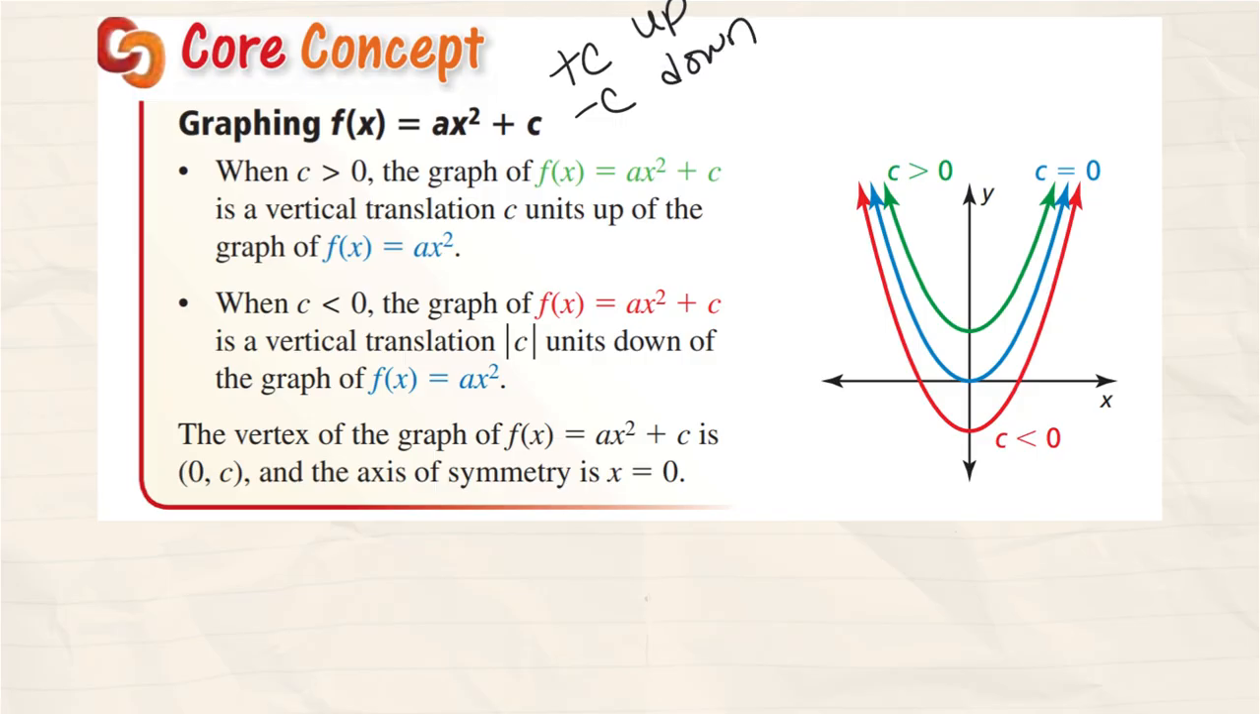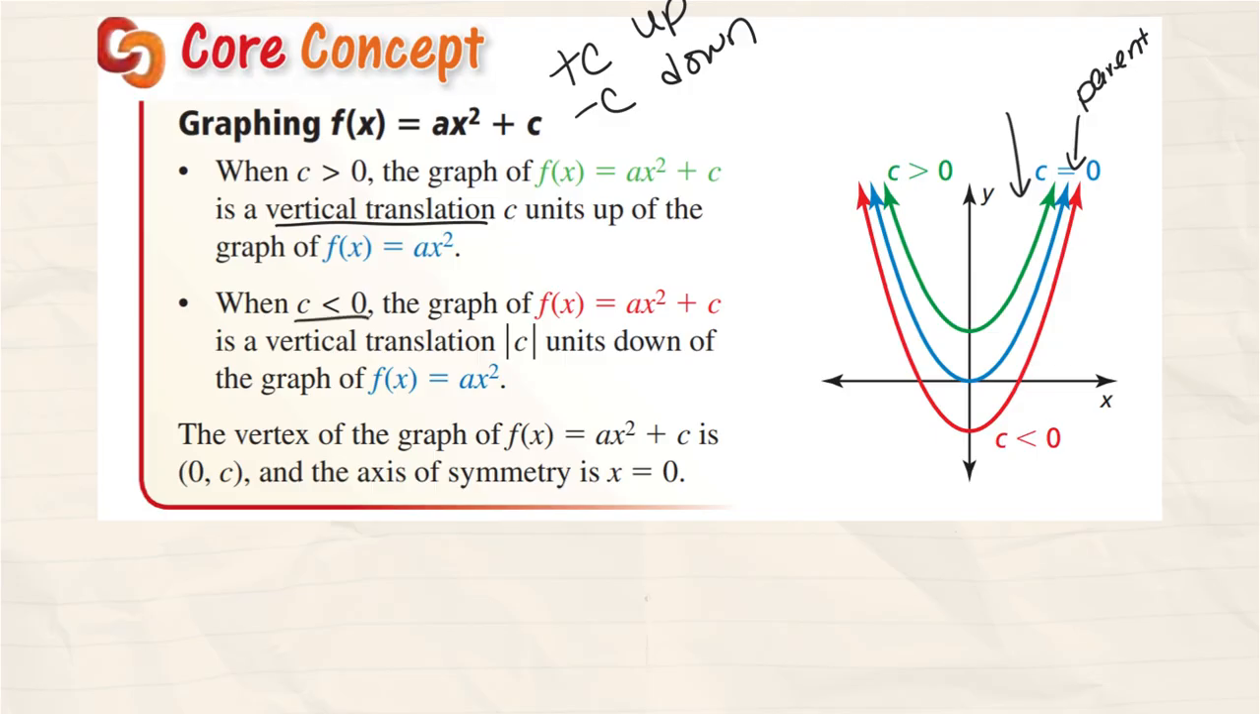When c is greater than 0, the graph of f of x equals ax squared plus c is a vertical translation c units up. That means that it's positive. Here you can see it in the green. Blue is our parent quadratic function. C greater than 0 means that you're going to shift up.